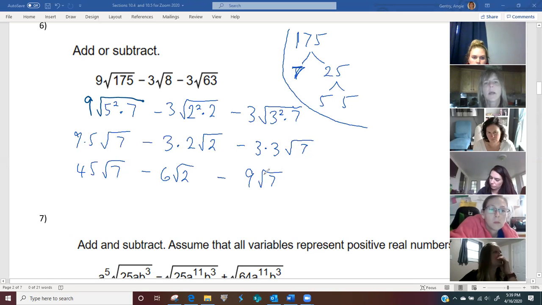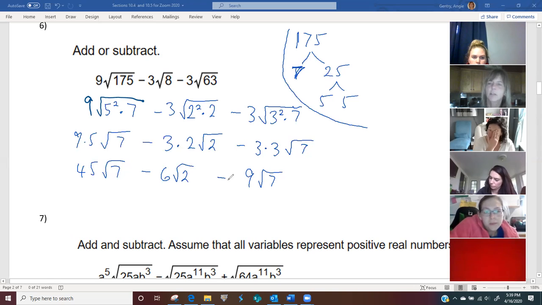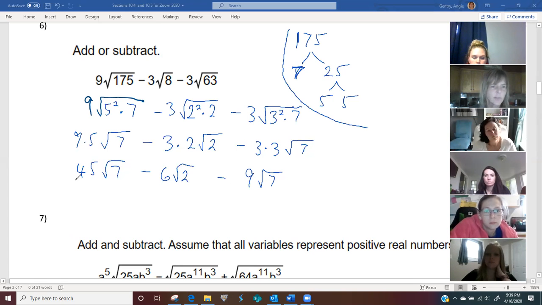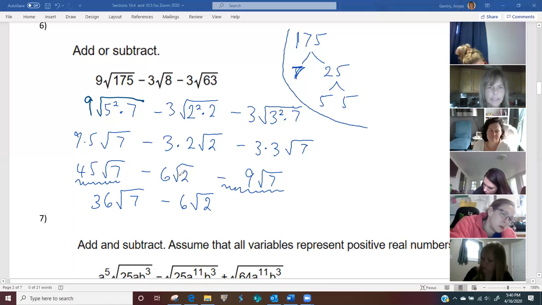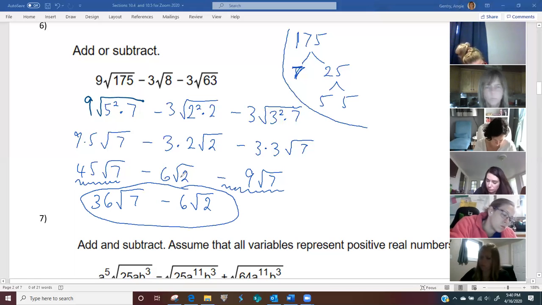And then you say, do I have like terms? So this is where you have to say, they're all square roots, but that doesn't matter because when I'm adding and subtracting, I have to have the same thing under the root as well as the same index. So I can say I have $45 minus $9. So how many dollars do I have? $36. You see what I'm saying? And then I hope I didn't make a mistake here, but this is all that's going to happen. Nothing else is going to happen.